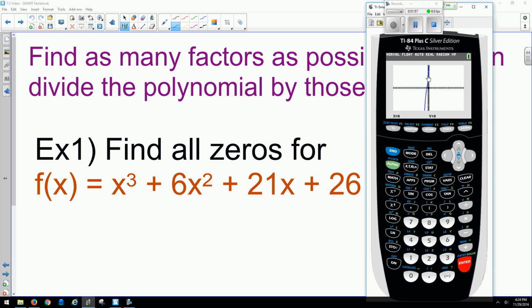So I wouldn't really trust a graph. I would maybe double check using the table of values. So go to second graph. And we do in fact see that when x is -2, y equals 0.